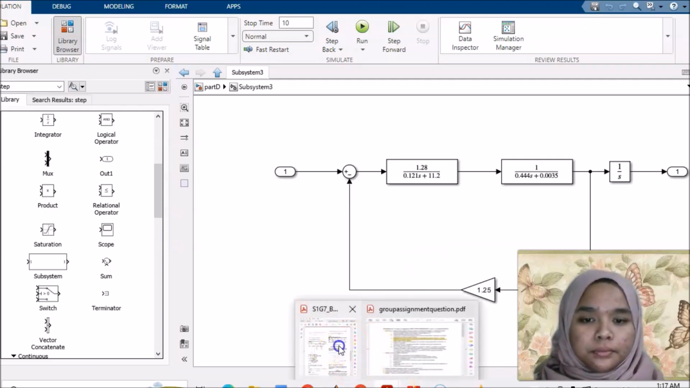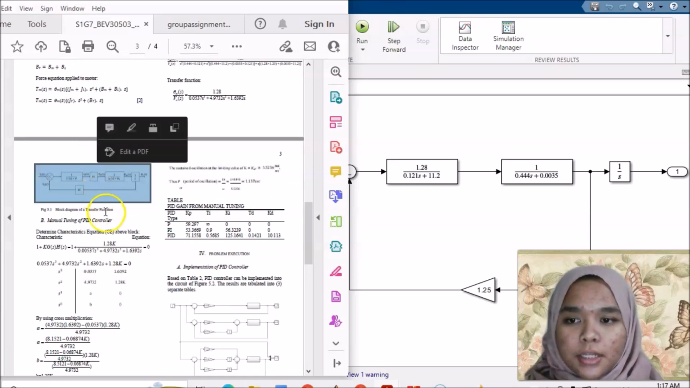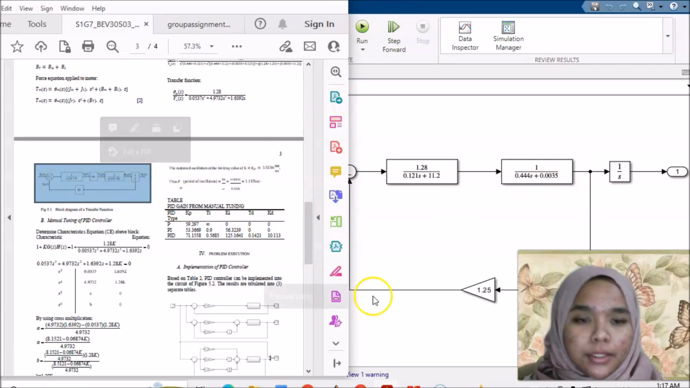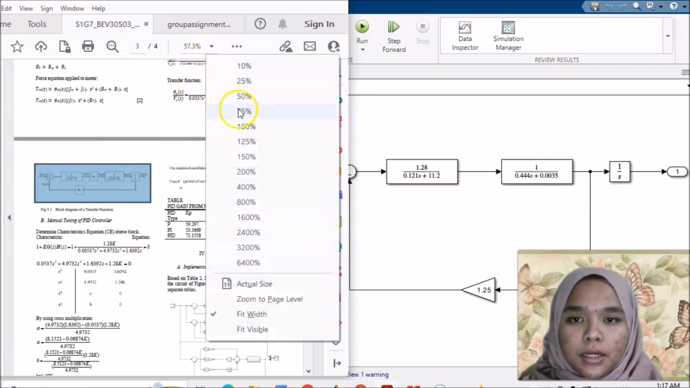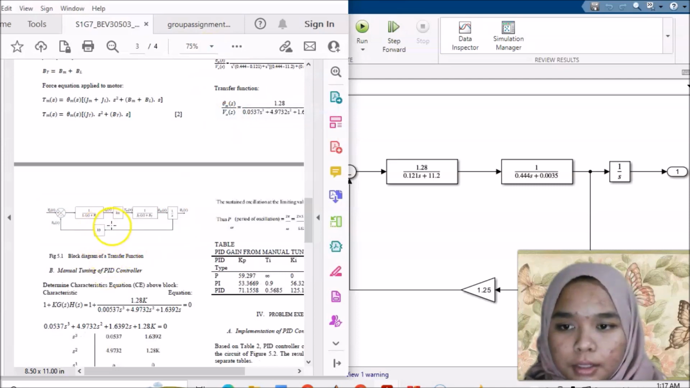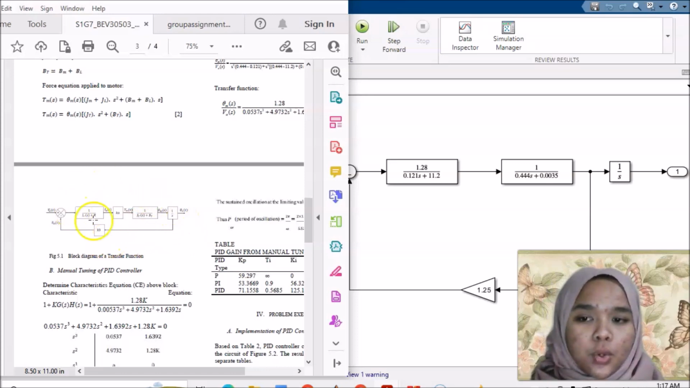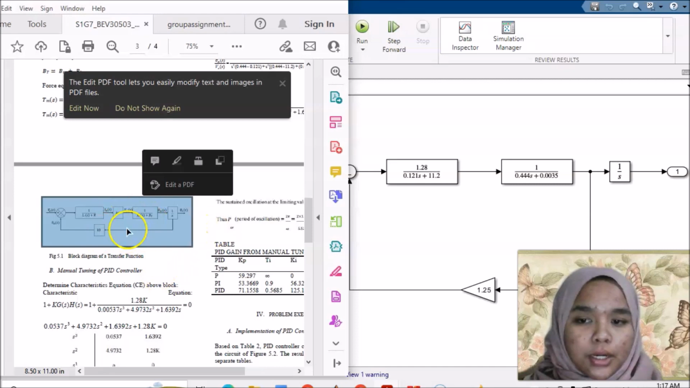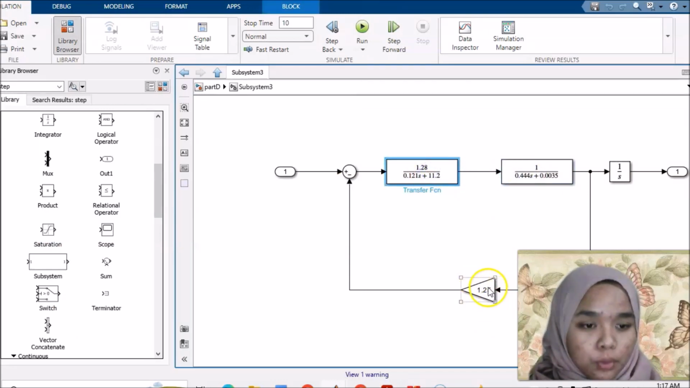From this one, we can see that this is the block diagram of the transfer function. From this block diagram, we created a subsystem. From here, we can see that there are values of JT and also R and also KA. So we inserted the DC motor data into this block diagram of the transfer function. This is all the information we collected from the DC motor data.